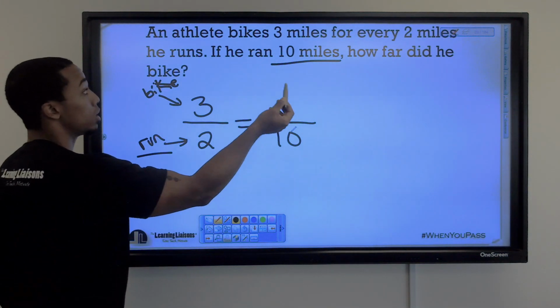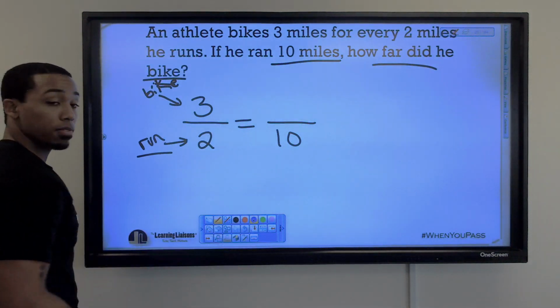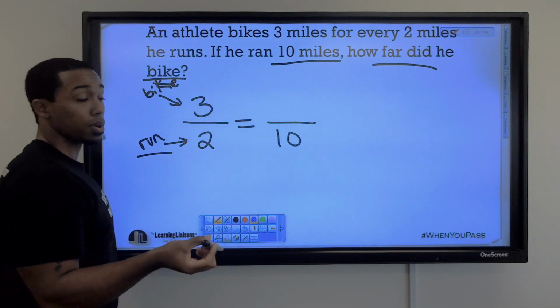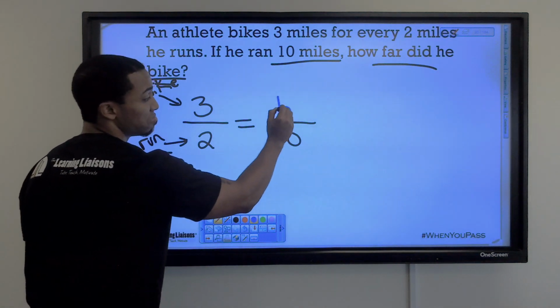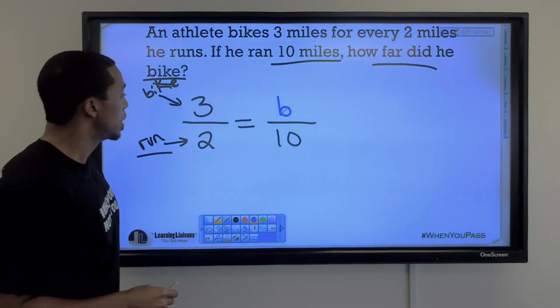In the numerator, well, we're being asked, how far did he bike? So we can represent that with a variable. And so we're asking how far he biked. I'll just use B for biked. Hopefully that doesn't look like a 6. I think my handwriting's all right.